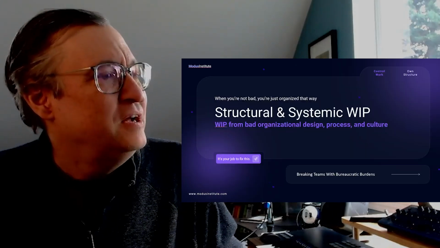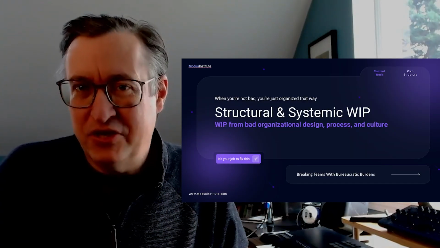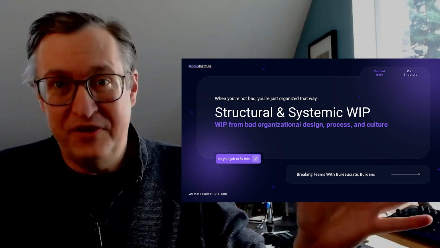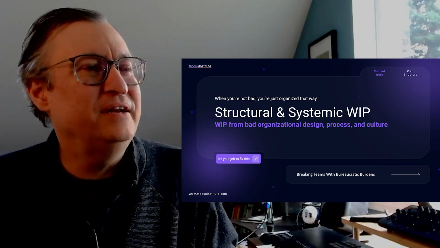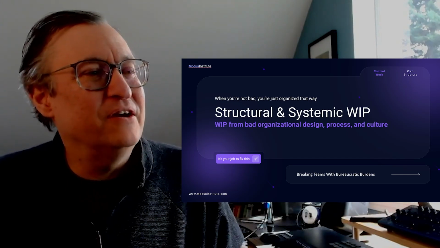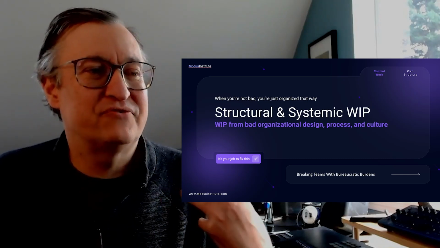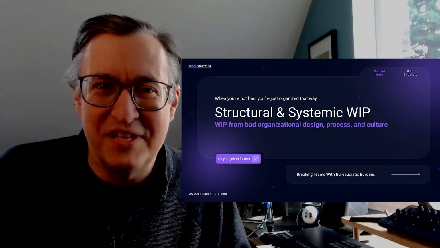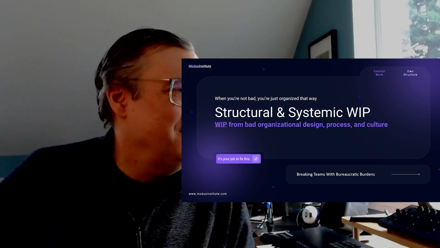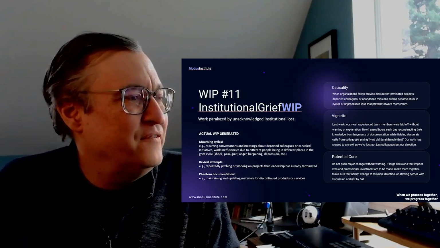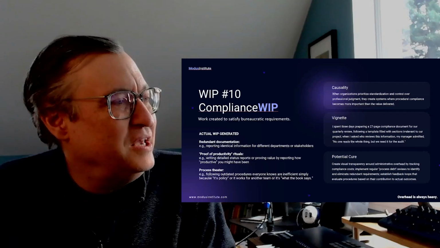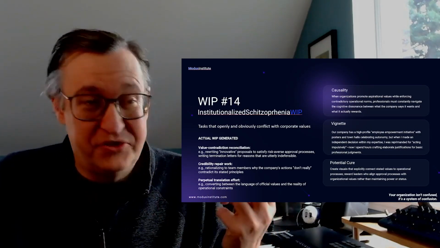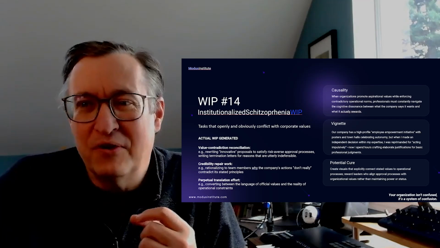So we come up to the third major kind. There are four major kinds, four divisions of WIP that we've identified. So the third one here is structural and systemic. This is from bad organizational design or process or culture. I know you've never seen any of that, but here you have siloing, you have institutional grief, ennui, compliance, legacy, institutionalized schizophrenia, if you want to go that far.